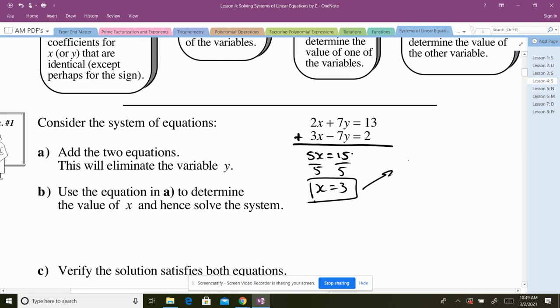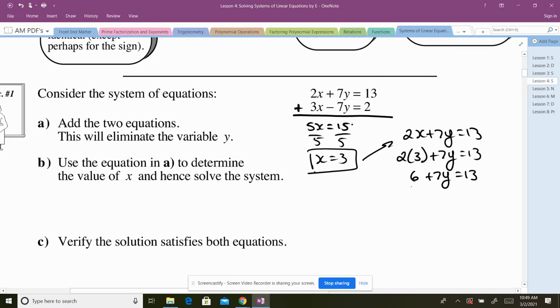Okay. So I plug it into this, and I get 2 times 3. 2 times 3 is 6. What do I do from here? Take away 6. And I get 7y. What's 13 minus 6? What's 7 divided by 7? So my answer is 3 and 1.